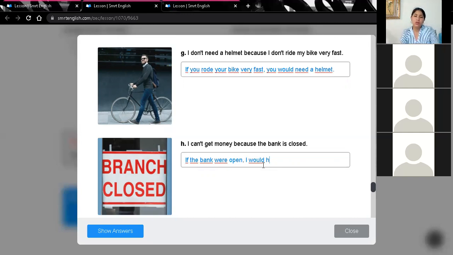I will, or I could. This one is better with could. I could get money. It's similar, would and could, no? It's similar, yeah, but could is more of ability. And in this case, you're saying that you're not able to because it's closed. So that's why it's better to use could.